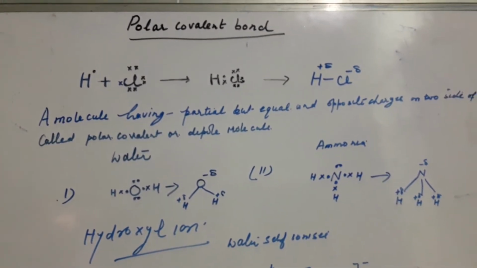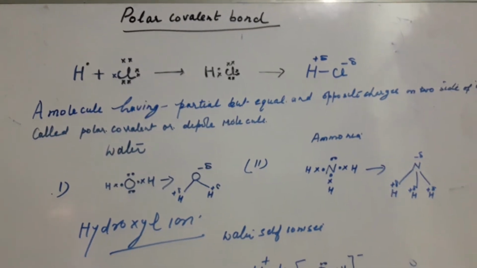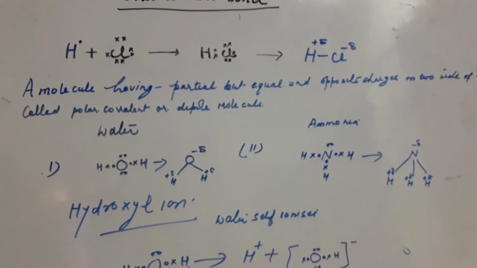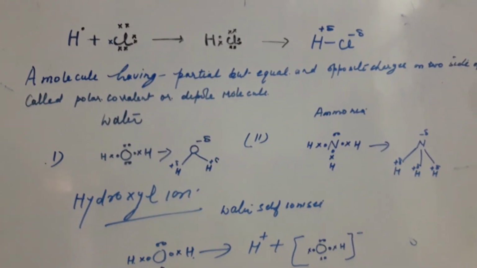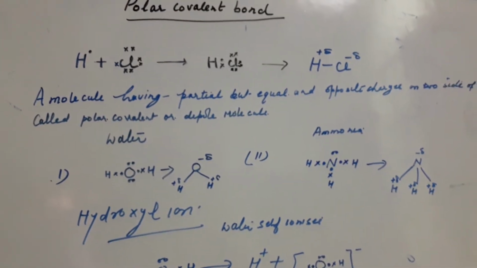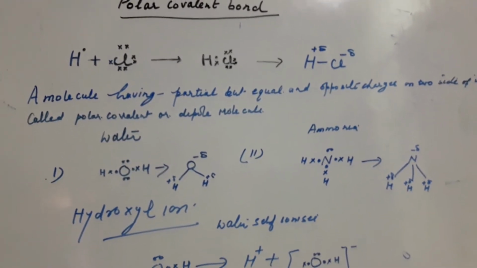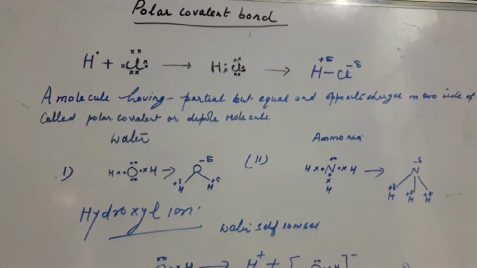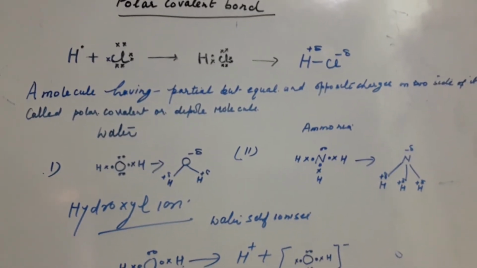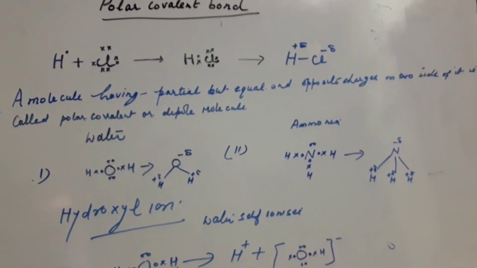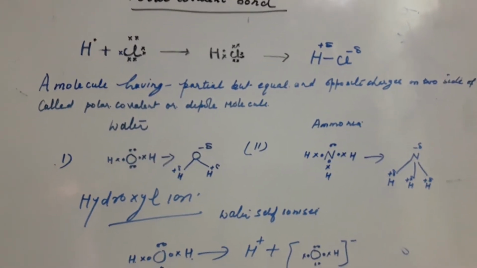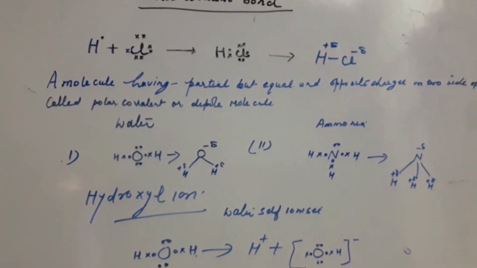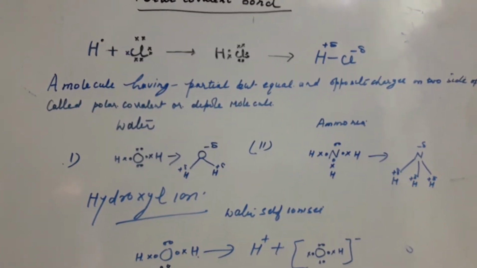So here which one is more electronegative? Chlorine or hydrogen? Of course chlorine. Chlorine is more electronegative as compared to hydrogen, so it will attract the shared pair of electrons with greater force toward itself. So this shared pair of electrons will not be situated exactly at the center. It will be shifted towards the more electronegative element, that is chlorine, and away from the more electropositive element, that is hydrogen. Okay, due to this charge separation will take place.